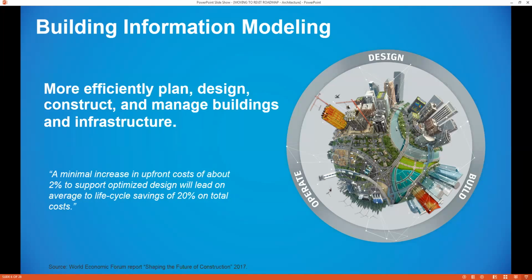Okay. BIM itself is building information modeling, and it helps the architects, the surveyors, all of them, in planning, designing, building, and managing a project. It helps to increase efficiency in a project, through optimization, that is saving costs.